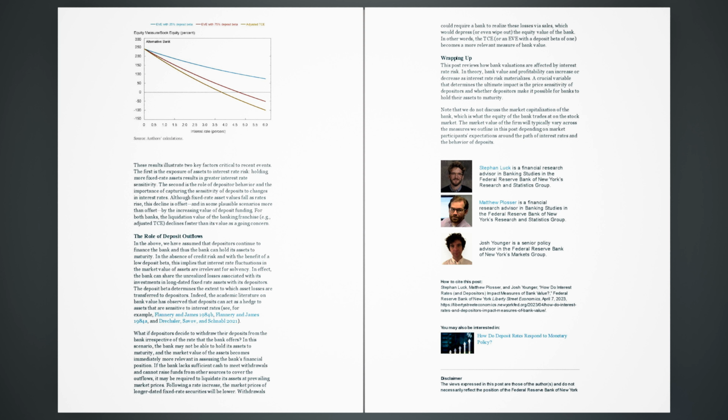Wrapping up, this post reviews how bank valuations are affected by interest rate risk. In theory, bank value and profitability can increase or decrease as interest rate risk materializes. A crucial variable that determines the ultimate impact is the price sensitivity of depositors and whether depositors make it possible for banks to hold their assets to maturity. Note that we do not discuss the market capitalization of the bank, which is what the equity of the bank trades at on the stock market. The market value of the firm will typically vary across the measures we outline in this post depending on market participants' expectations around the path of interest rates and the behavior of deposits.